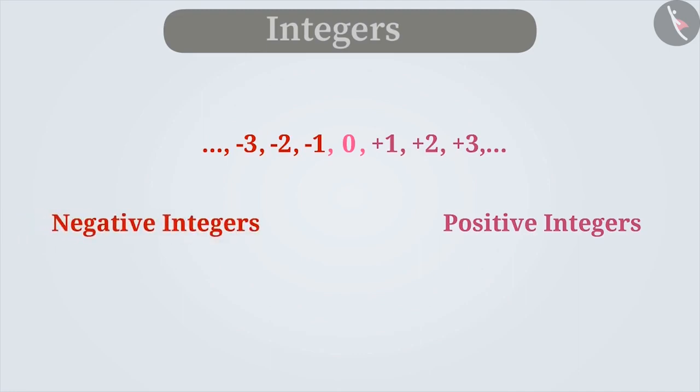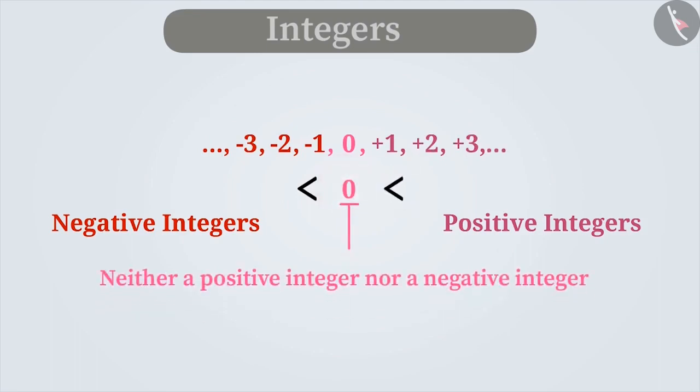The value of negative integers is less than 0, whereas the value of positive integers is greater than 0. 0 is neither positive nor negative. Therefore, it cannot be represented by any sign.